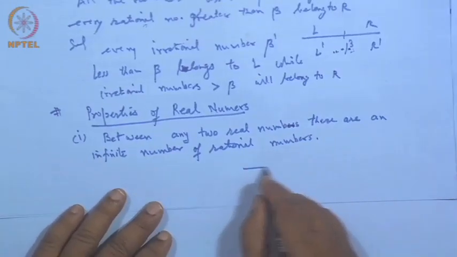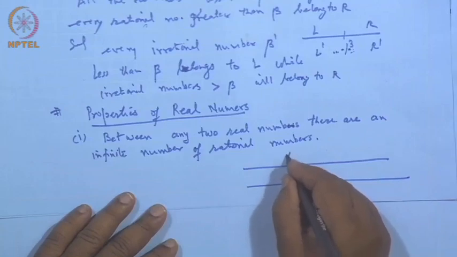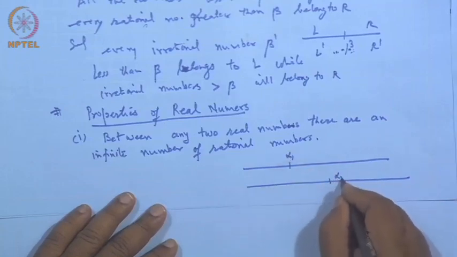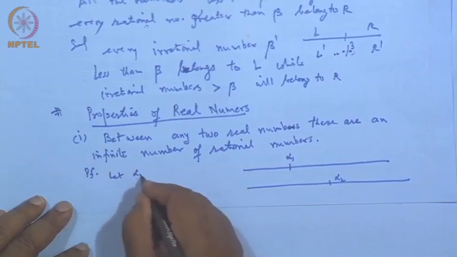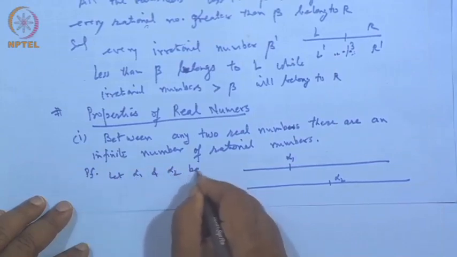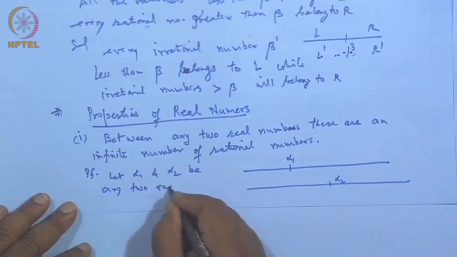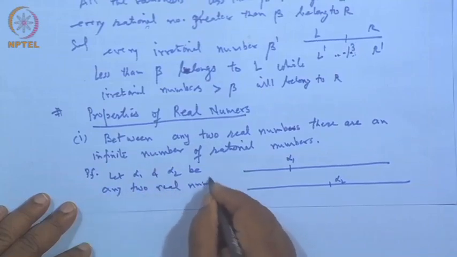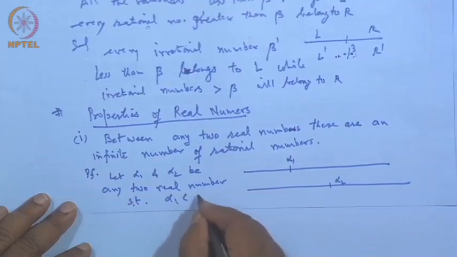Suppose we have two numbers, one is alpha 1, another one is alpha 2. So, let alpha 1 and alpha 2 be any two real numbers such that alpha 1 is less than alpha 2.